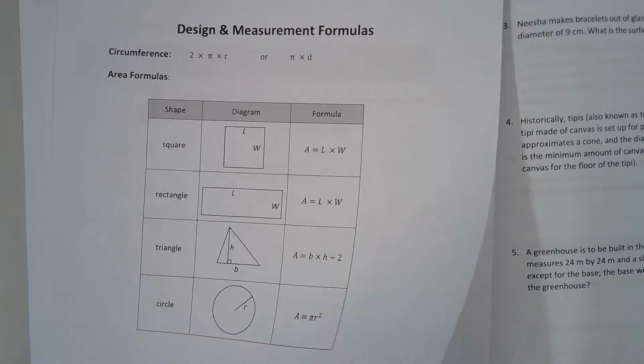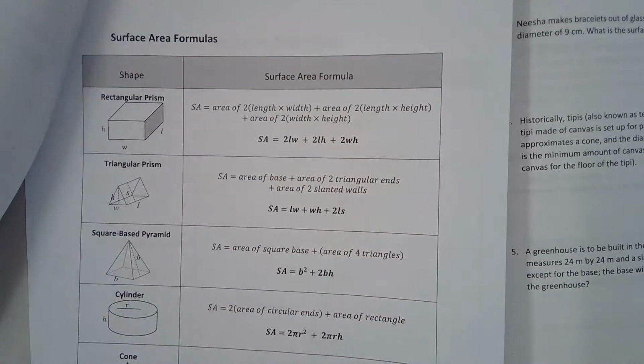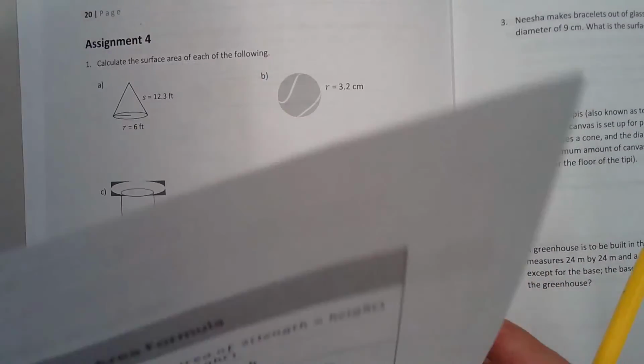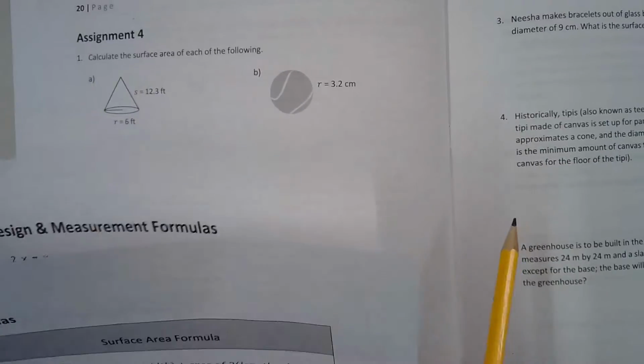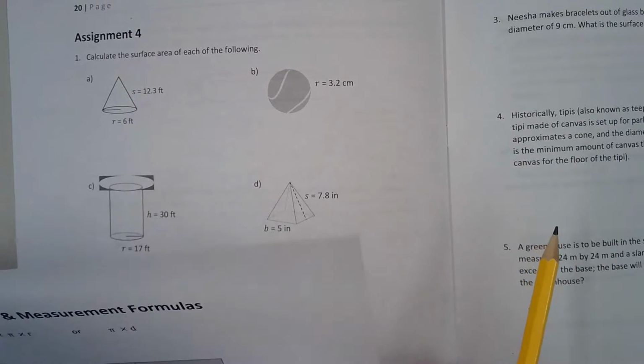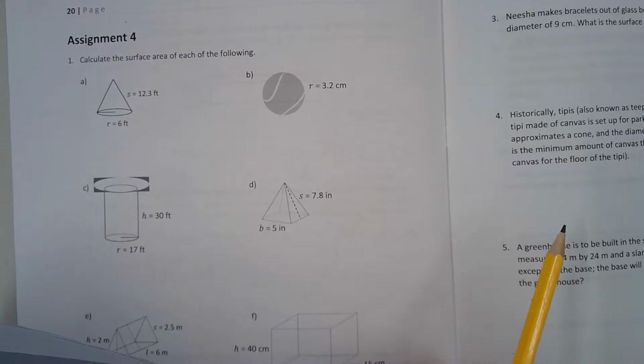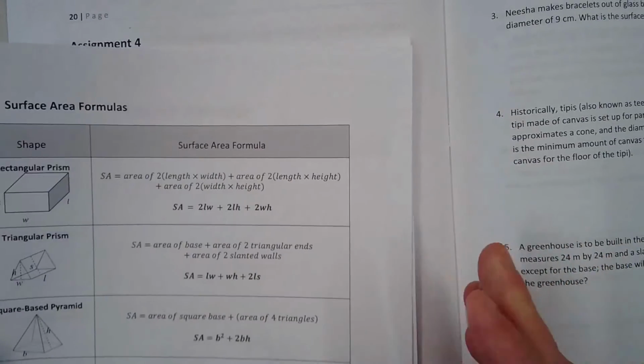These ones are for area, regular area. These ones are for surface area. Make sure you're picking the right formula. That's why a lot of these questions on a test will be worth 3 marks. The first mark is finding the right formula. There are so many of them, you have to be able to find the right one.